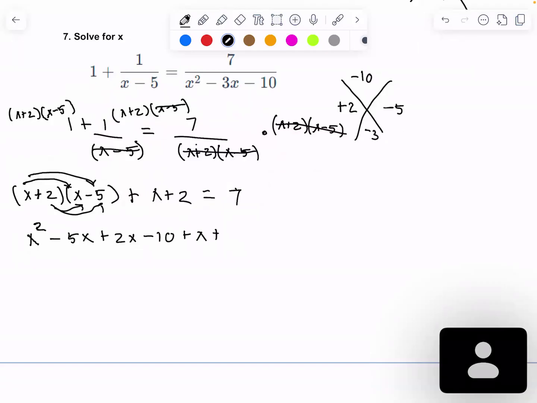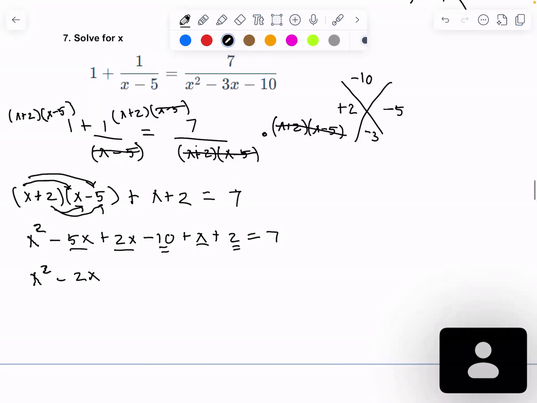Plus x plus 2 equals 7. Let's add my like terms. I got a negative 5x and a 2x. That gives me negative 3x. I also have an x right here, so that actually gives me negative 2x because I have another like term. Right? I have a negative 10 and a 2. And I'm going to go ahead and move that 7 to the left, maybe I'll just take another step. So that's negative 8 equals 7.